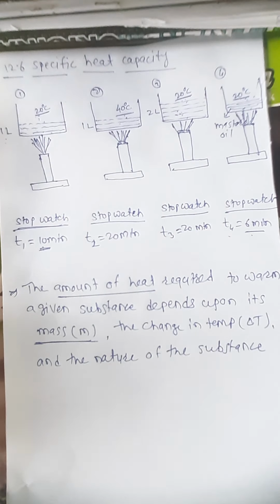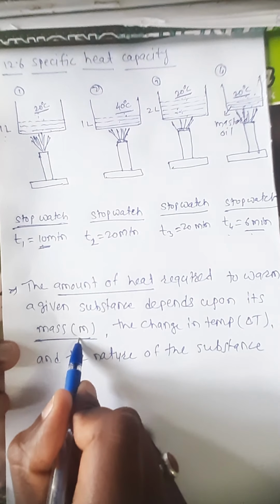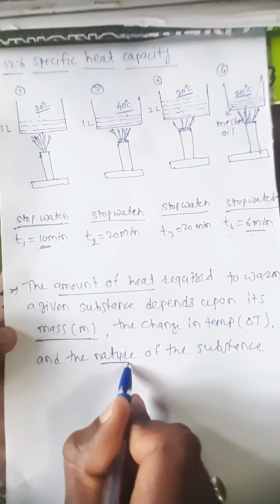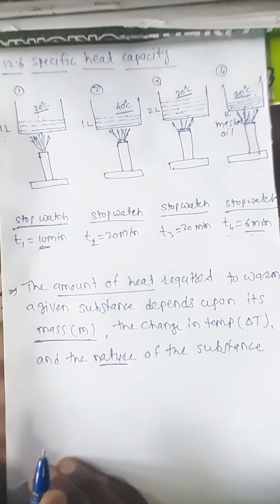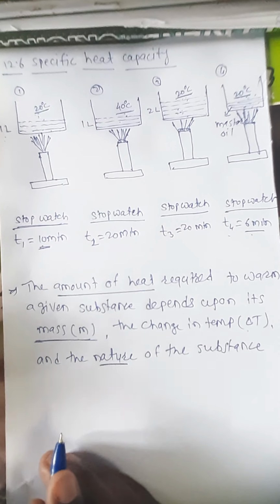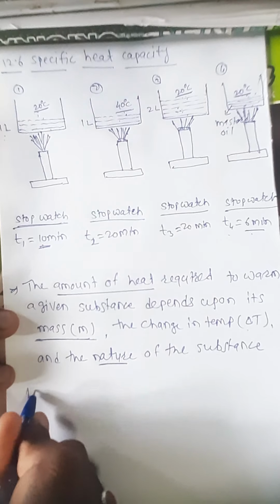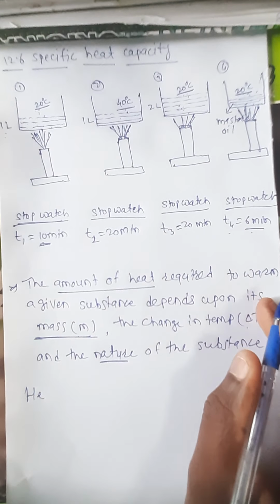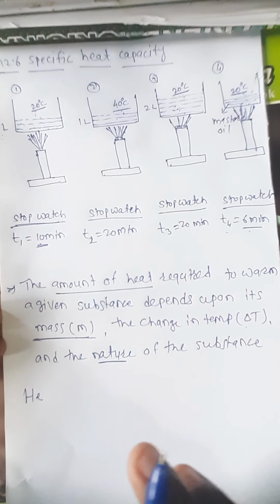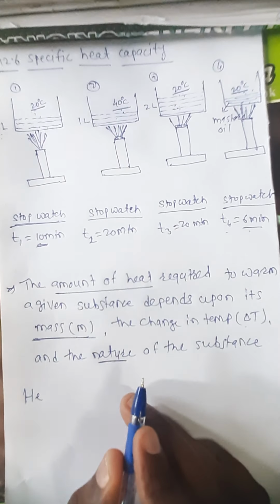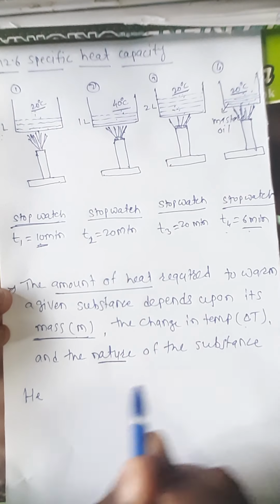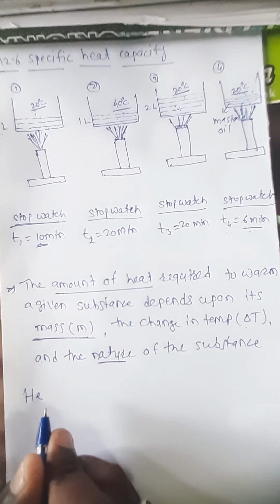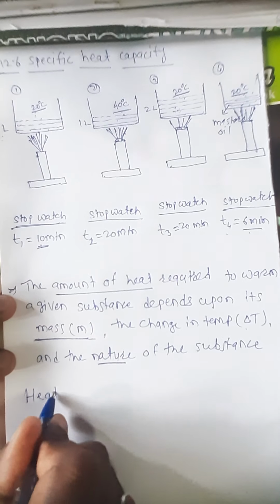Therefore the amount of heat required depends upon the mass of the substance, the change in temperature, and the nature of the substance. Okay, this is about the heat required. Now for that purpose we have to define heat capacity.